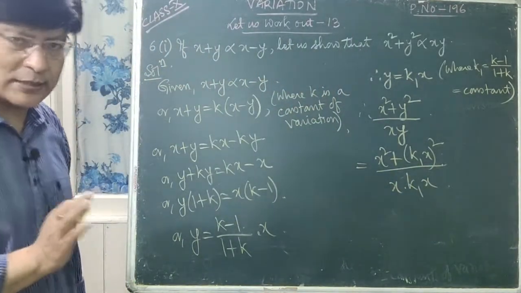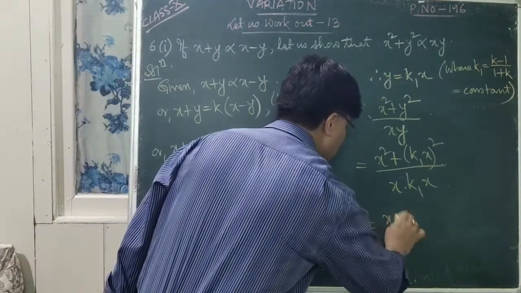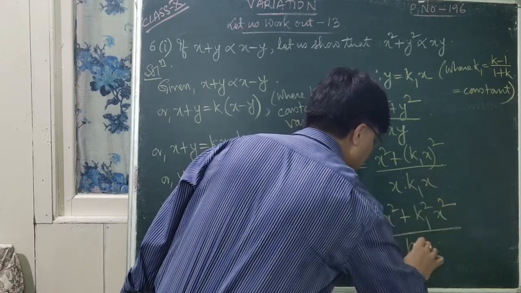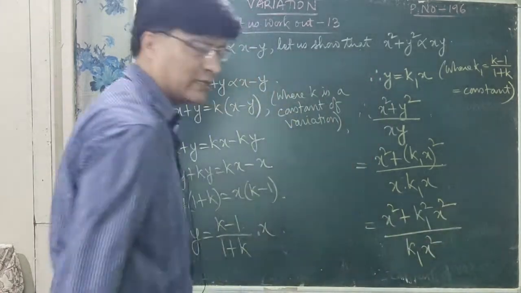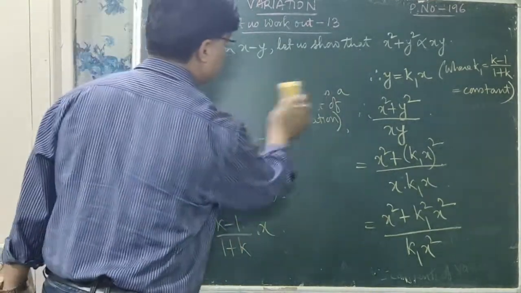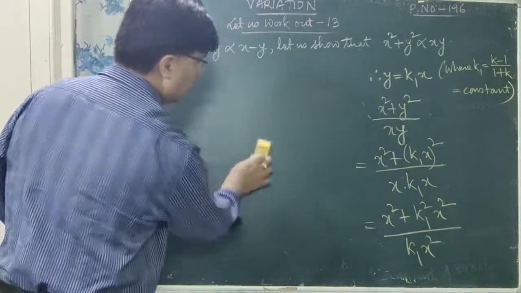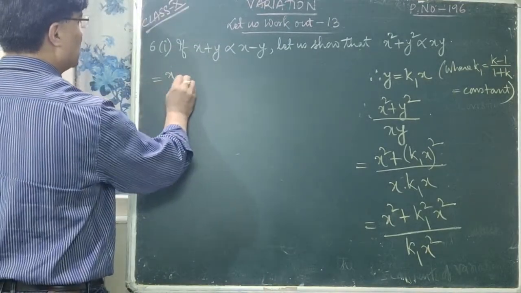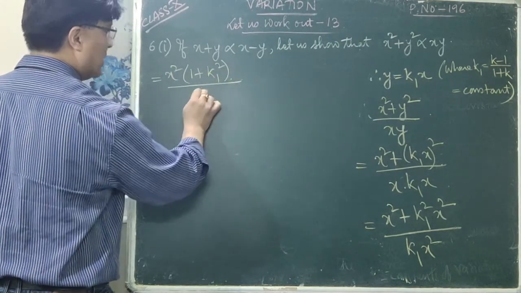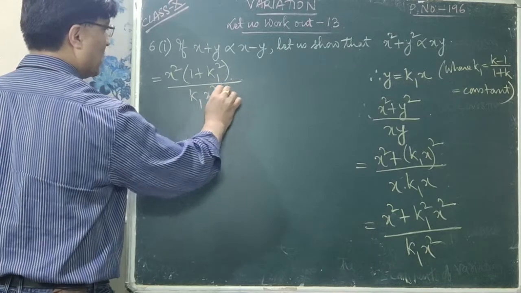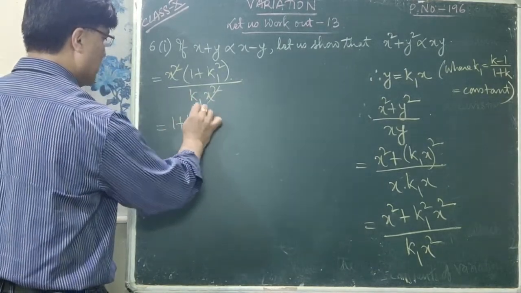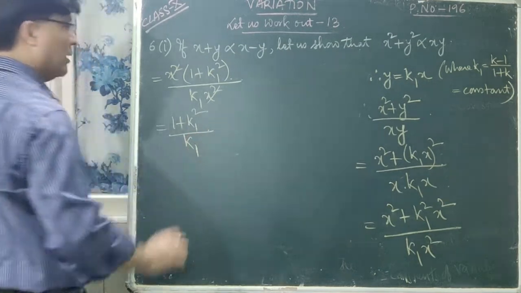So I think you have understood it. Okay? So which is equal to x square plus k1 square x square divided by k1x square. Right? So let us simplify it now. We can simplify it further. What is common in the numerator? x square into 1 plus k1 square, divided by k1 x square. Here x square cancels, which is equal to 1 plus k1 square divided by k1.